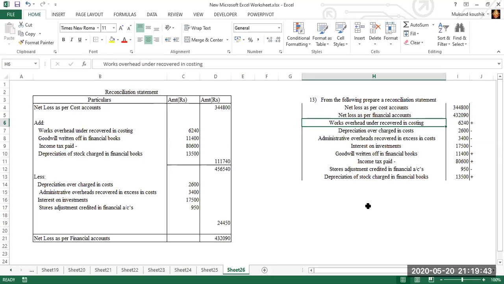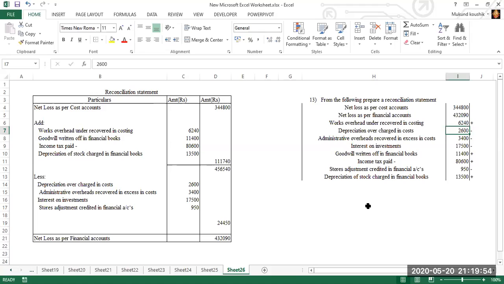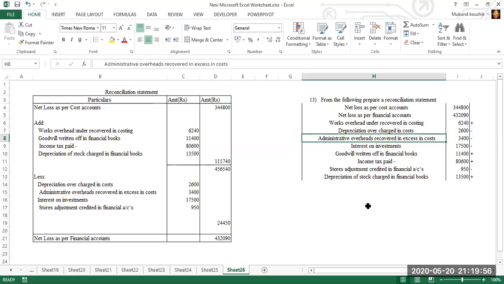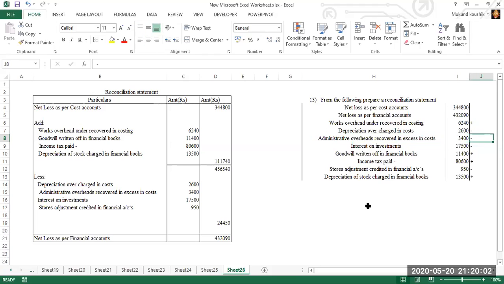So here you have to add the under recovery of overheads. Then depreciation overcharged in cost. So over recovery of depreciation in cost accounting means we used to generally add, since it is loss we have to deduct. Then administration overheads recovered in excess, so it is over absorption or over recovery of overheads. That means generally we used to add, since the question is about loss we have to deduct.